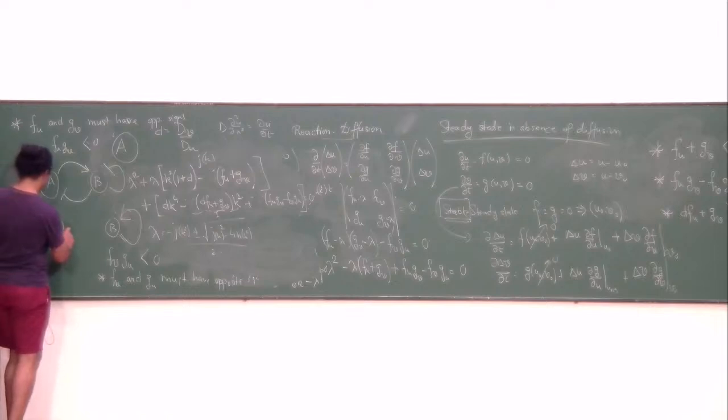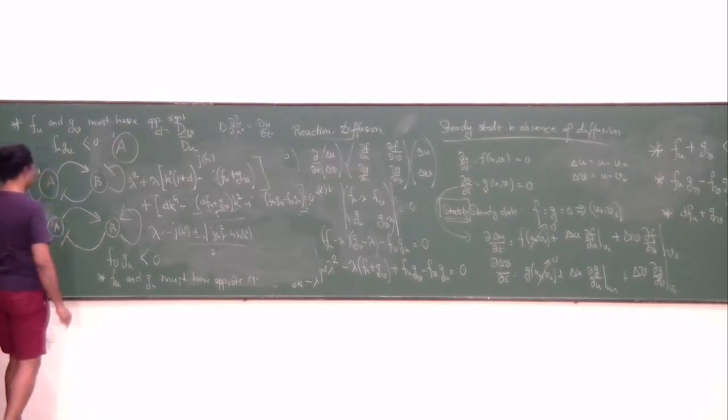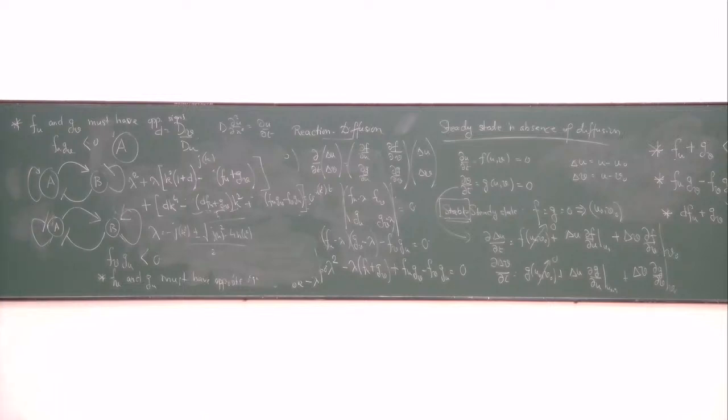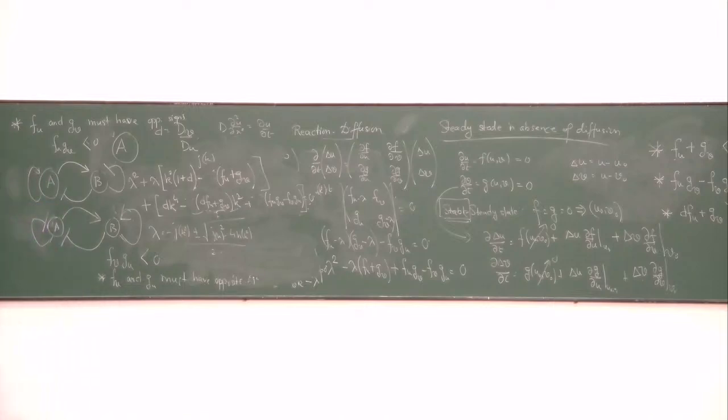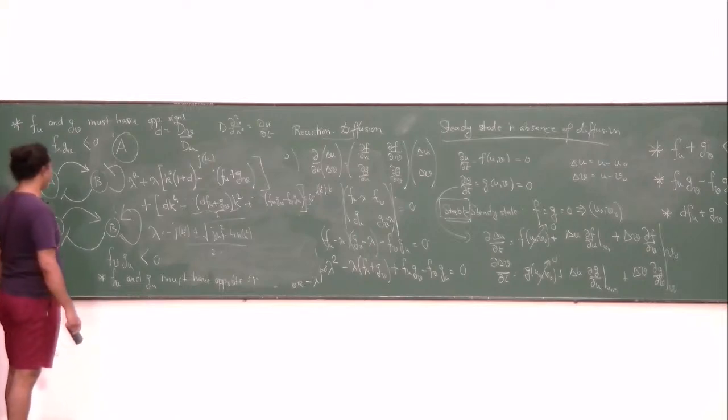Or of course, you could have something like this. I could have something like this as well, right? So you can think about, in terms of these matrices, what sort of patterns are allowed, and I'll come to that in a second.